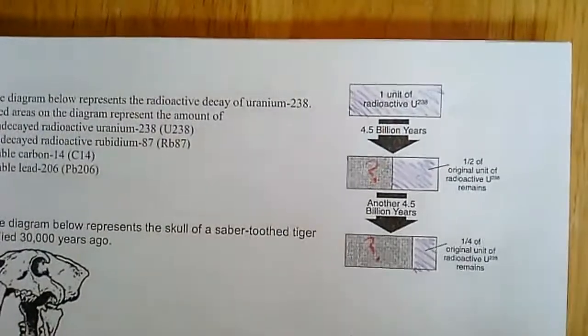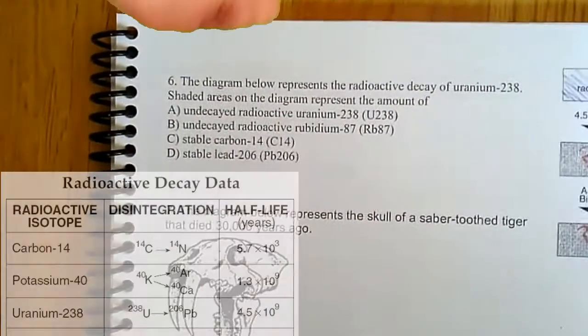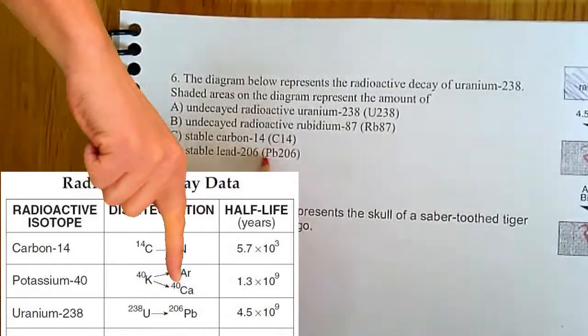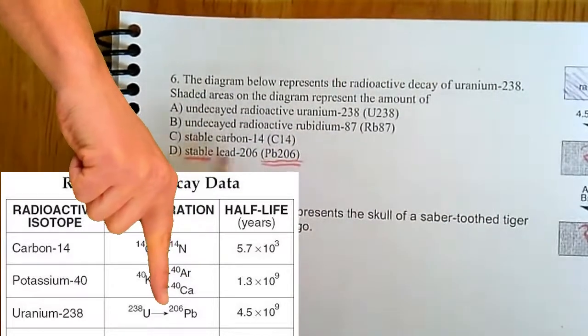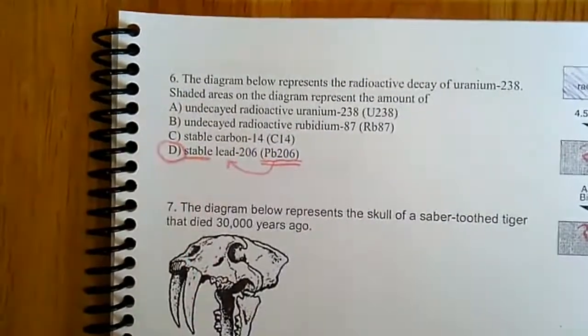And we just go to the front page of the reference table. Go ahead and take a look. We see that uranium-238 decays into lead-206, Pb206. And that's stable. It's not decayed anymore. Pb is lead. Correct answer 6 is B.